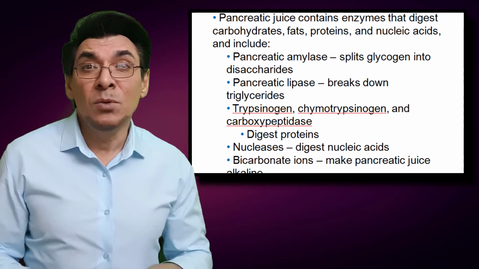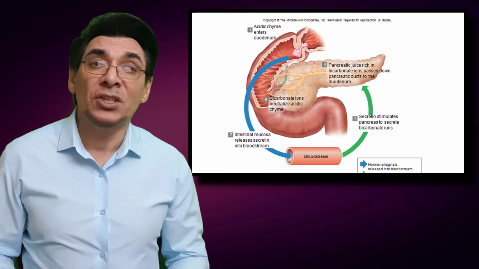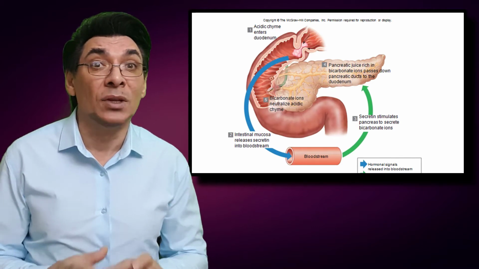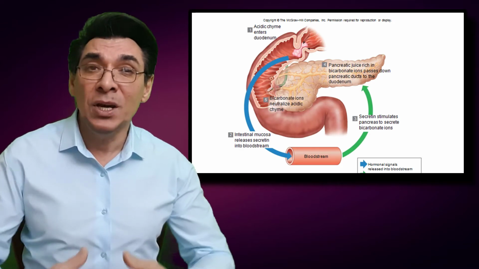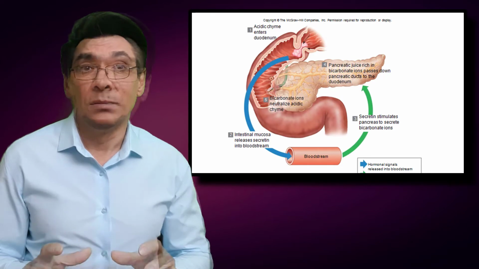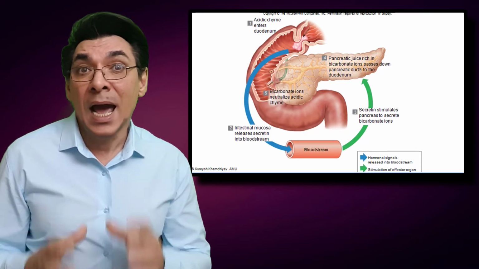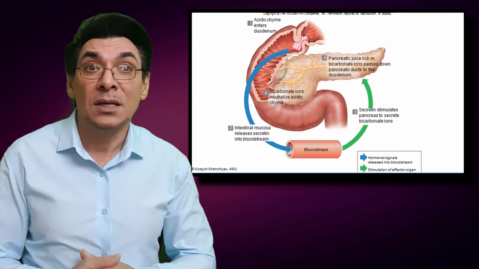Cholecystokinin stimulates the pancreas to release an enzyme-rich solution. The primary stimulus for cholecystokinin release is the presence of fatty acids and amino acids in the duodenum. In turn, enzymes secreted by the pancreas act to digest these fatty acids and amino acids.